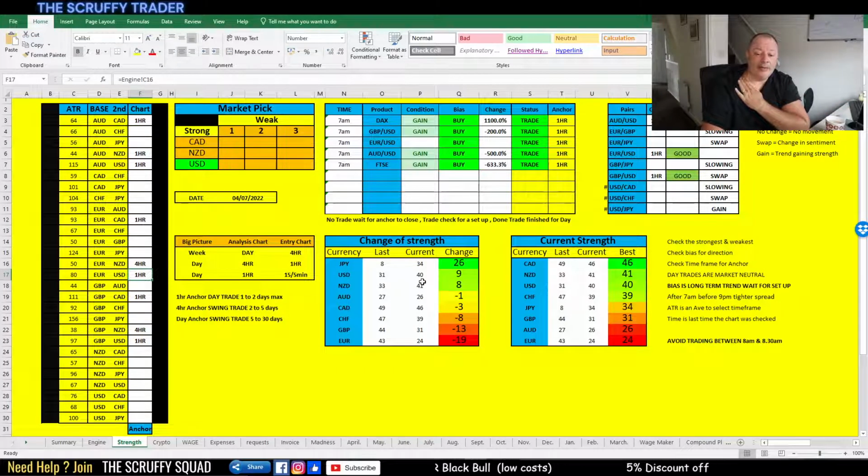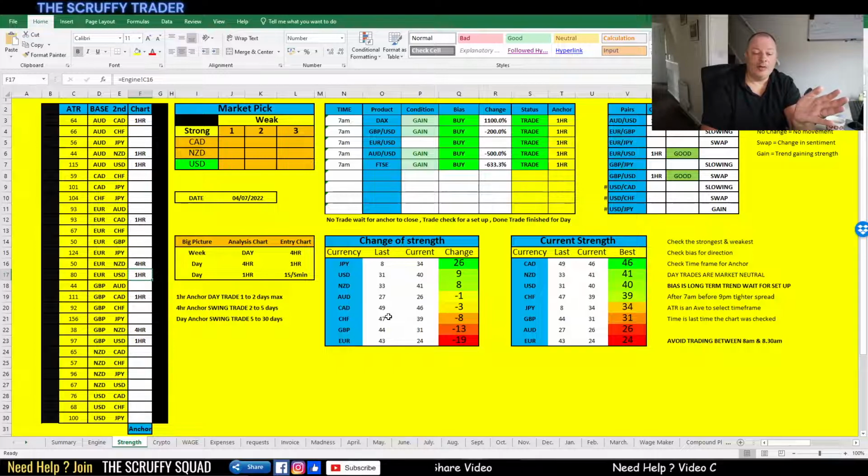Now, what these two are, this is the current state of play. So at the moment, it's telling you the CAD is the strongest and the euro is the weakest, and it's on a sliding scale. But what it's trying to do is find something that is significantly stronger than the weaker one, and it'll drop it in here. Well, it's not, because it's only 24 to 46. It needs to be 2 to 3 times greater to show that movement. On this side, it then tells you what the change of strength is from the last sample of data.